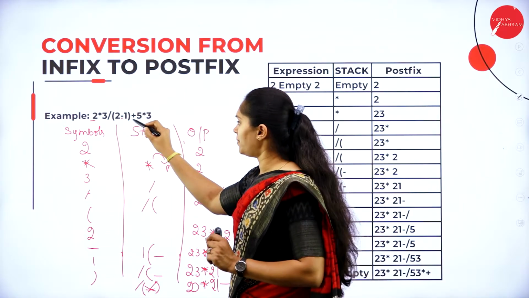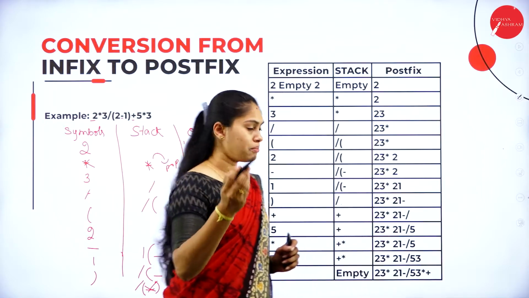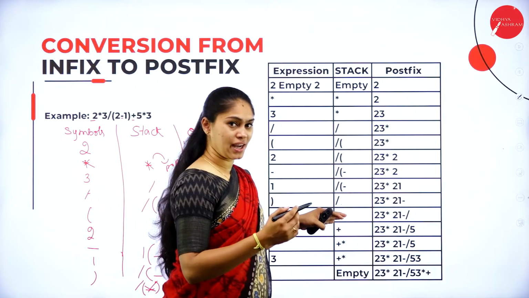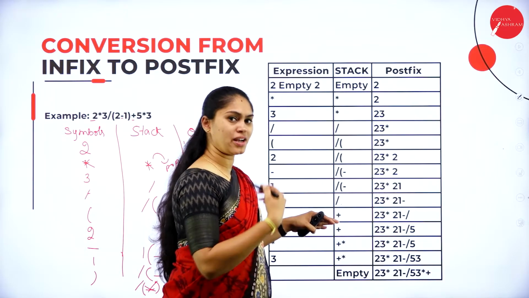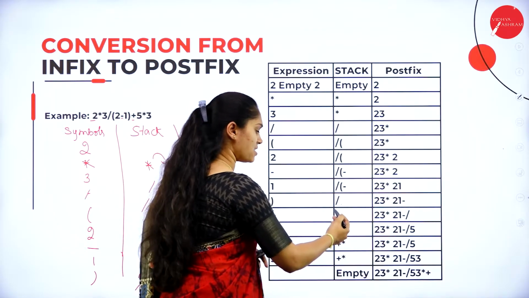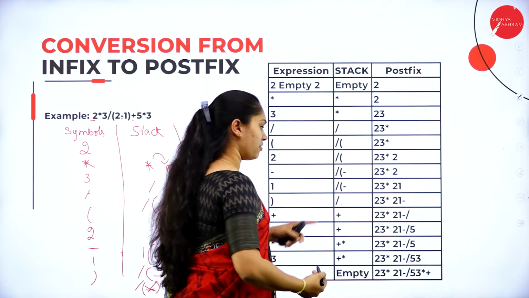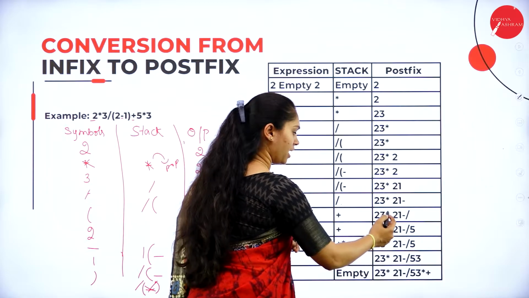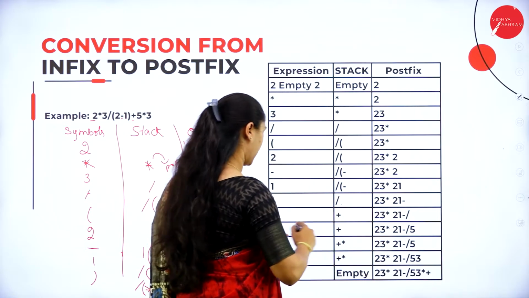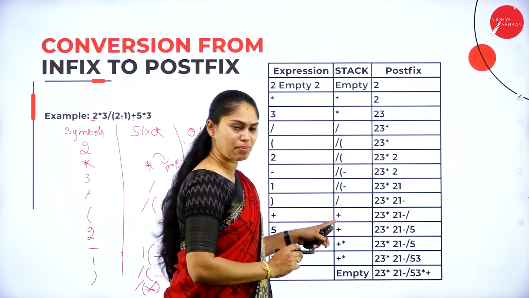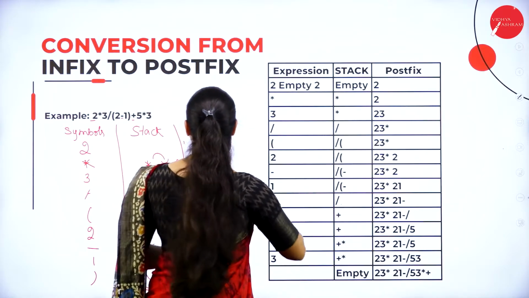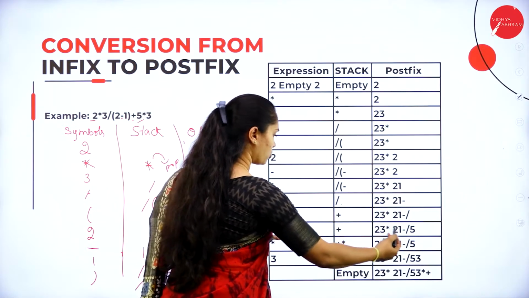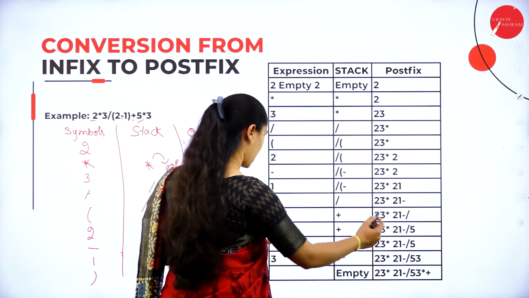Next we have a plus as an operator here, but you have to see that I already have a division symbol in the stack. We cannot place lowest priority on the highest priority. This plus has a lower priority than the division, so this division needs to be popped out. So now it will be 2, 3 into 2, 1 minus divided by. Now I can insert this plus into the stack. Then I have an operand called 5. So the 5 is going to be directly moved to the output or postfix expression.